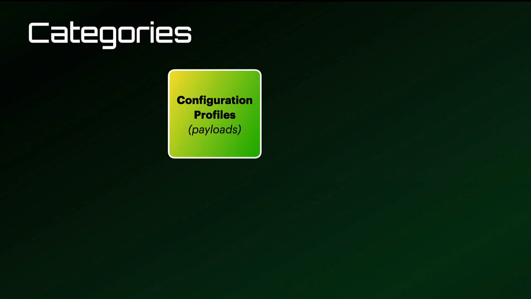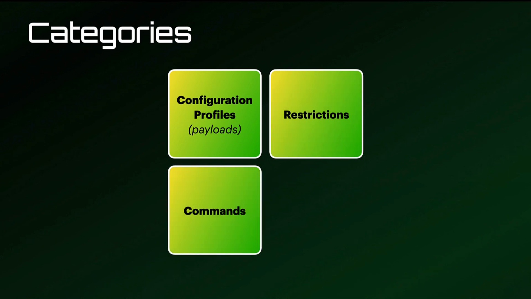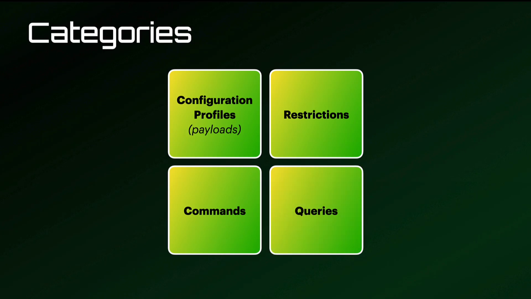There are a number of different settings available throughout Apple's MDM framework. You can place these into one of four categories: configuration profiles, or specifically payloads; device restrictions; commands sent to the device, such as a restart; and queries, such as asking the device how much available disk space is remaining.